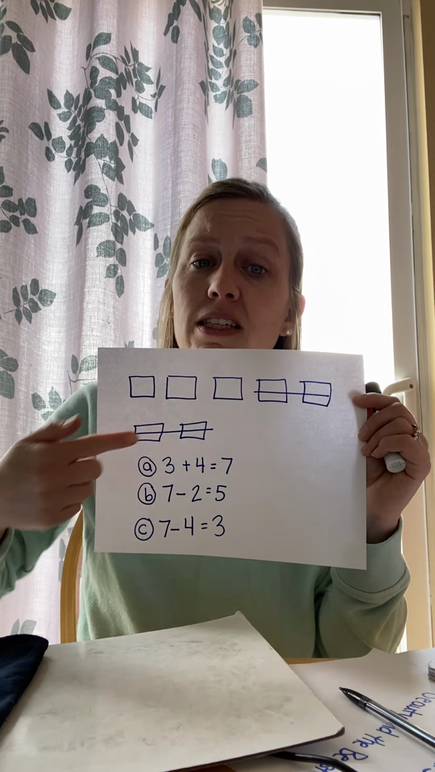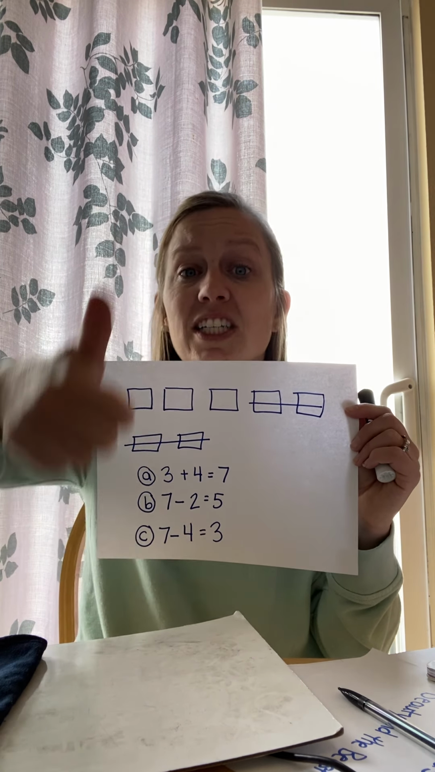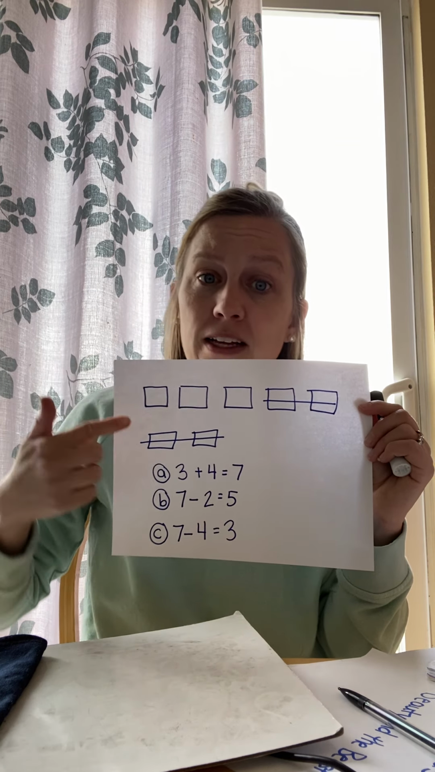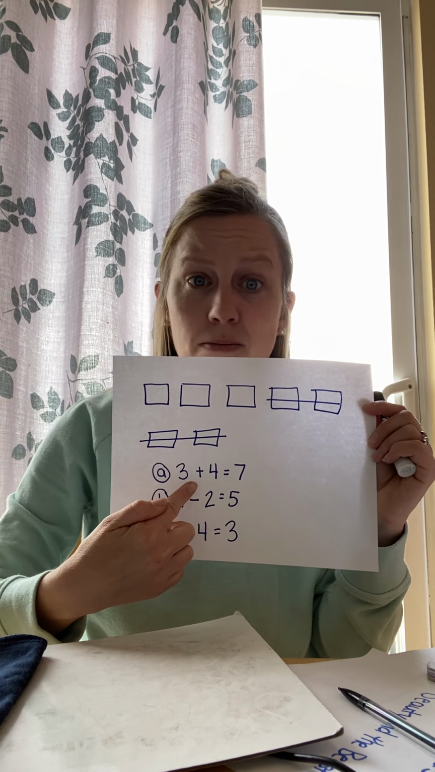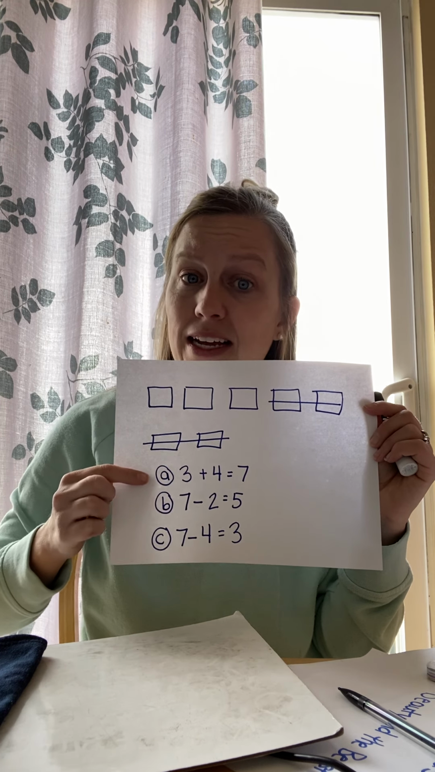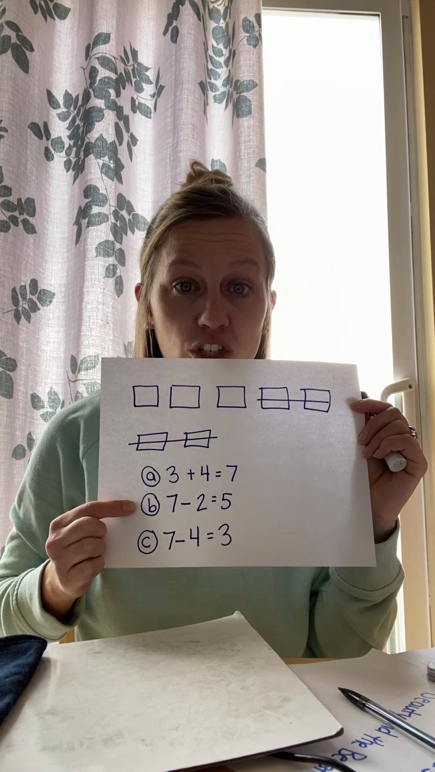I already see some things crossed out, and I know if something is being crossed out, they're taking away. So even though I see 3 and 4, I know we're not adding them together. So I know A is not my best choice. B, I do have take away here, so I should check it out.